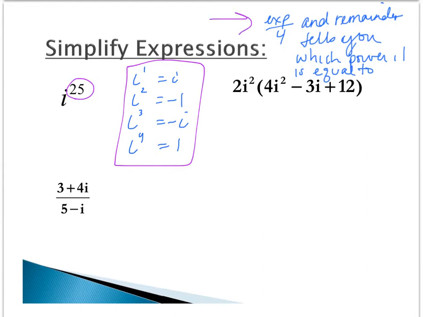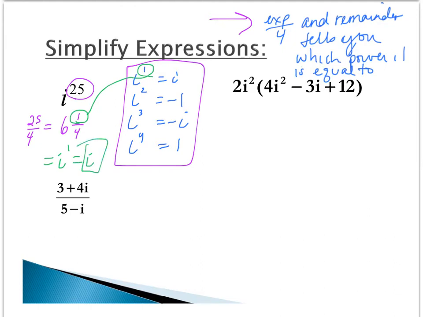We can take our exponent of 25 and divide it by 4. And 4 goes into 25, let's see, 24, so 6 times with 1 remaining. So since I have a remainder of 1, that remainder tells me which exponent the expression is equivalent to. So this is equivalent to i to the first, which is just i.